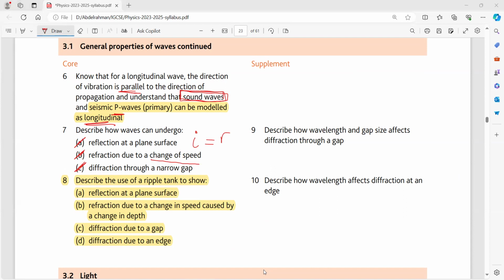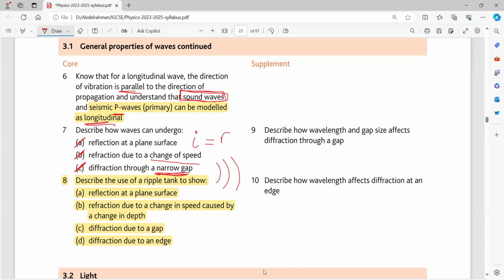Diffraction happens when a wave passes through a narrow gap. When it passes through a narrow gap, what happens? It diffracts. It starts to spread this way.